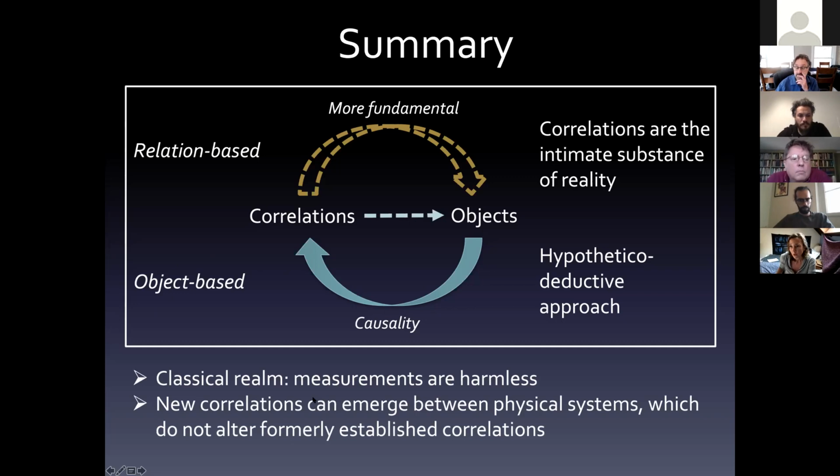Last bit of comments on this. In the classical realm, actually, measurements are harmless. So new correlations can emerge between physical systems, and these correlations won't alter formerly established correlations. And this is very important because actually, there is no way to distinguish between the two approaches. Basically, they are kind of equivalent. You can live your life without really asking the question of which one is better than the other.